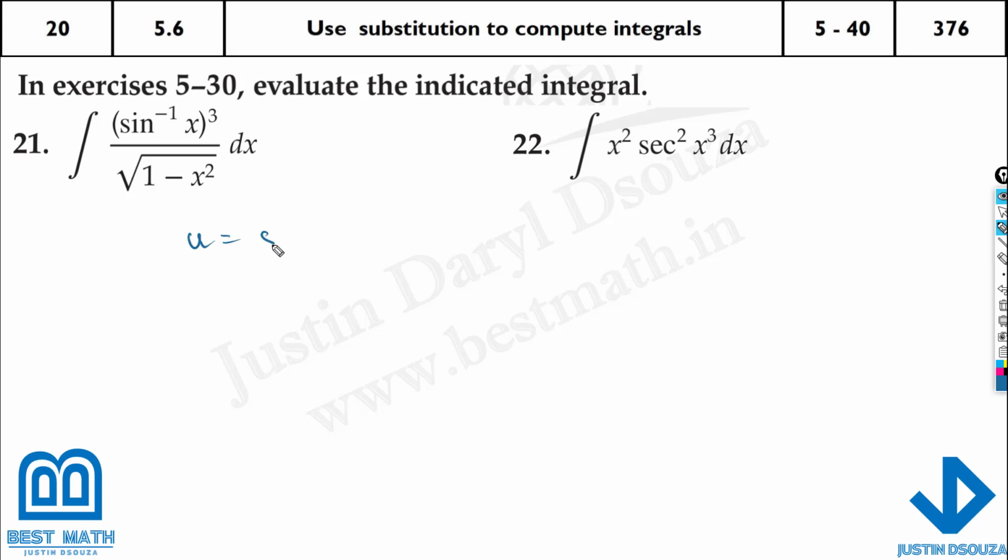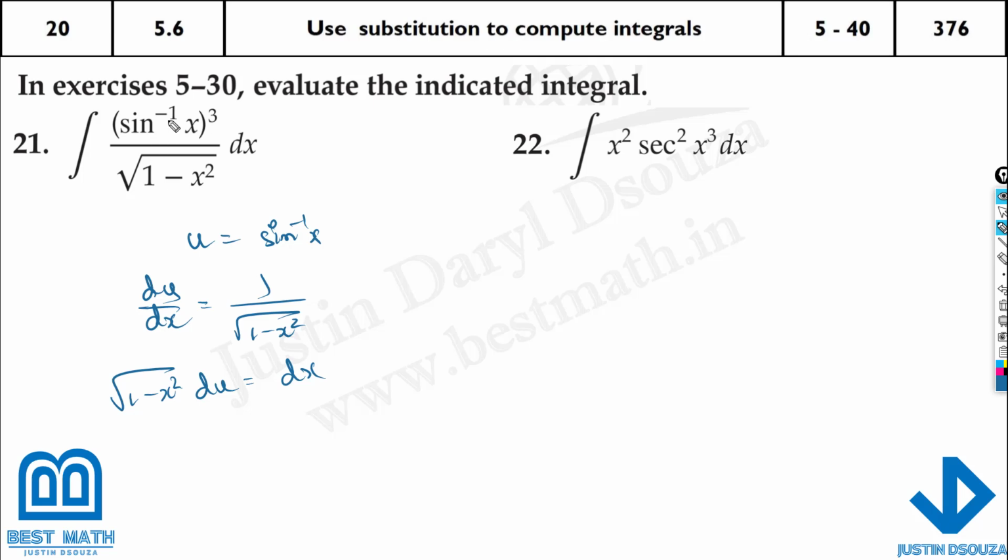If I assume u to be sine inverse x, what is du by dx? That is 1 by square root of 1 minus x squared. To be very honest, I didn't have this identity in my mind. But I knew over here when I looked at it, okay, this is the identity. I remembered it. So that is how we do it. Now, let's rearrange this. Let me take dx to the other side and this to the other side. So it will be square root of 1 minus x squared du is equal to dx.